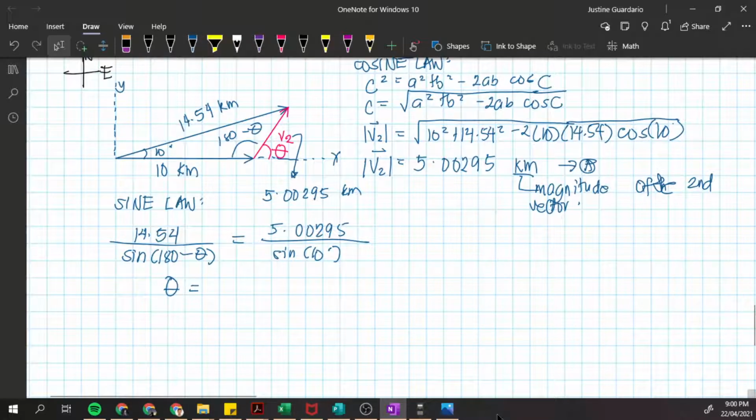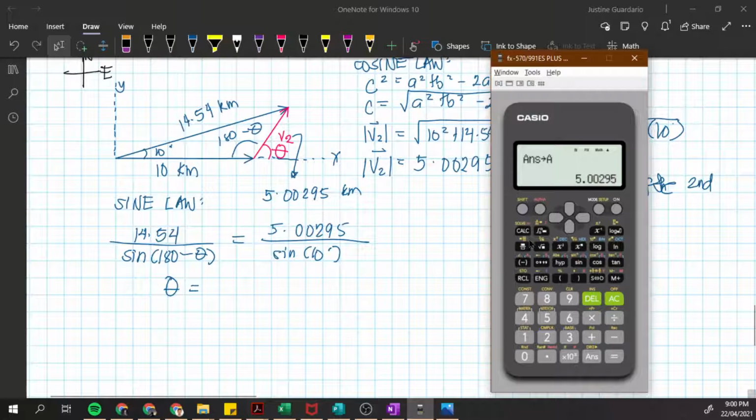So we have here, I will just input it as 14.54 over sine, wherein my theta I will let as x, minus alpha x, because that is the unknown. Then it is equal to 5.00295, or, right, we stored it in letter A, alpha A, over sine 10.